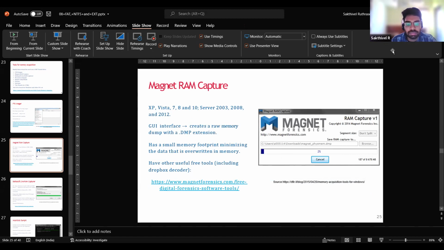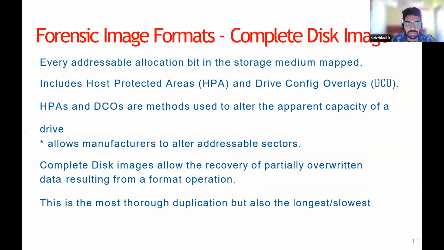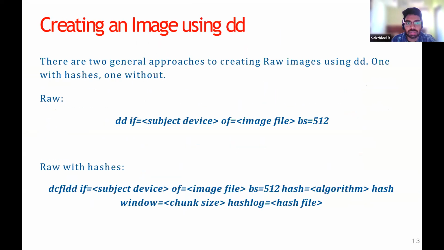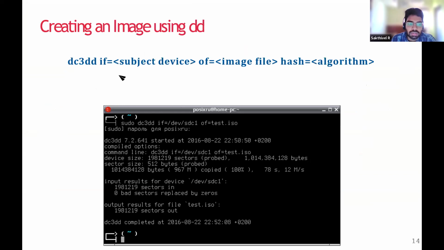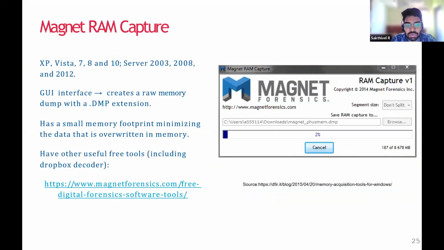So yes, the next thing is the Magnet RAM Capturer. This tool works only on Windows. There are various versions of Windows that you can use it with, and it's also a GUI interface, which is very easy to use, and it basically creates a raw memory dump with a .dmp extension. So I'll share it with you.